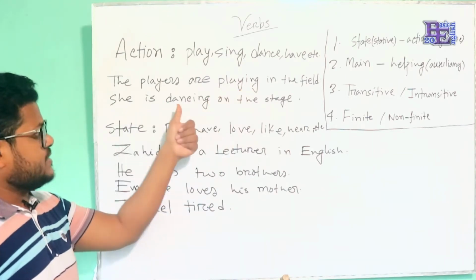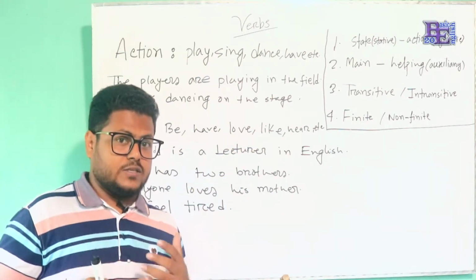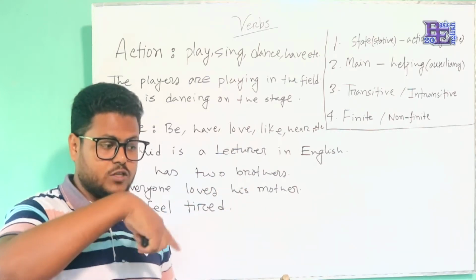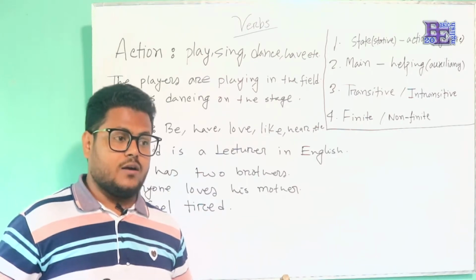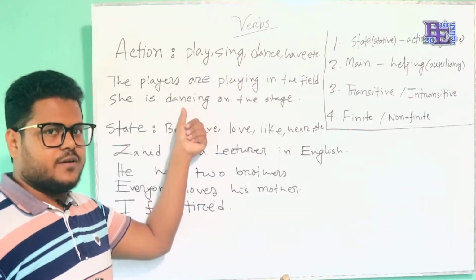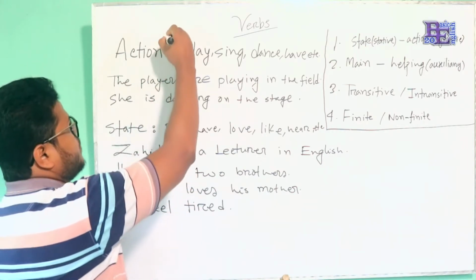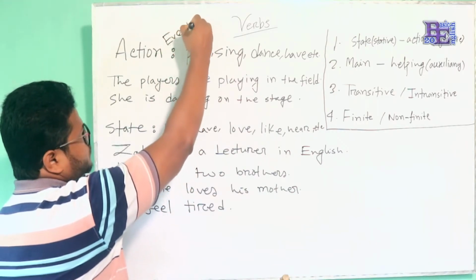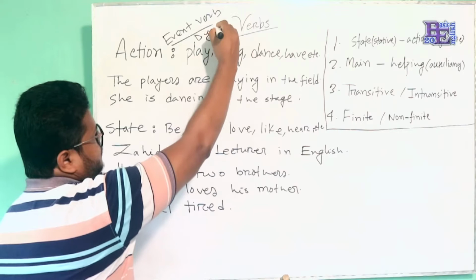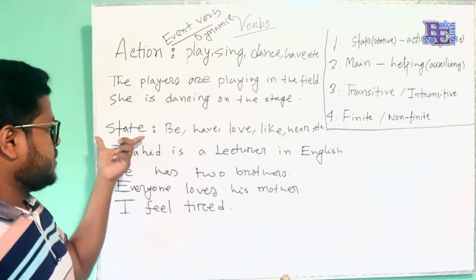Next, she is dancing on the stage. That is, she is moving different parts of her body on the stage. That means she is moving on the stage and showing something through her physical activities. So here dancing is also an action verb. Okay, action verb has another name, that's event verbs, or you can say dynamic verbs. Let's move on to the state verbs.